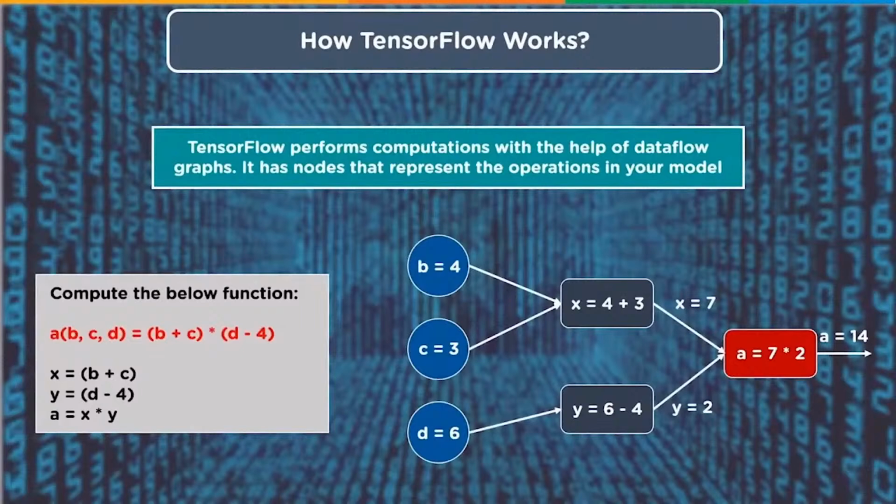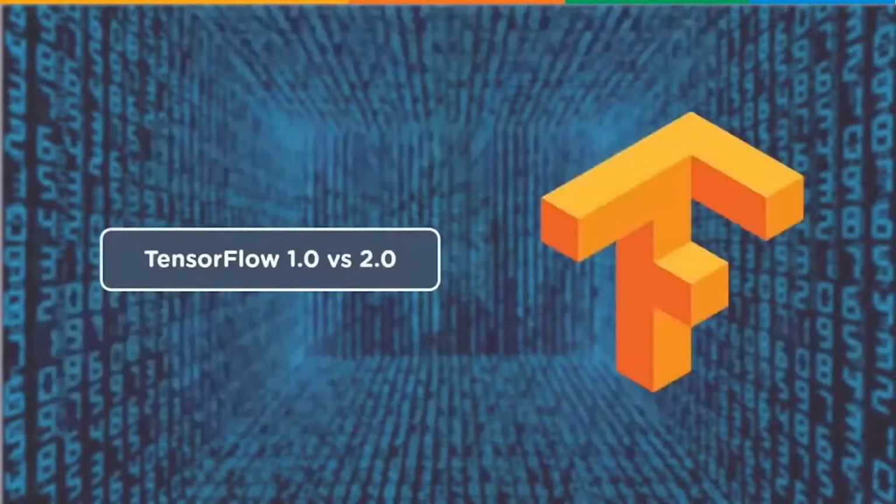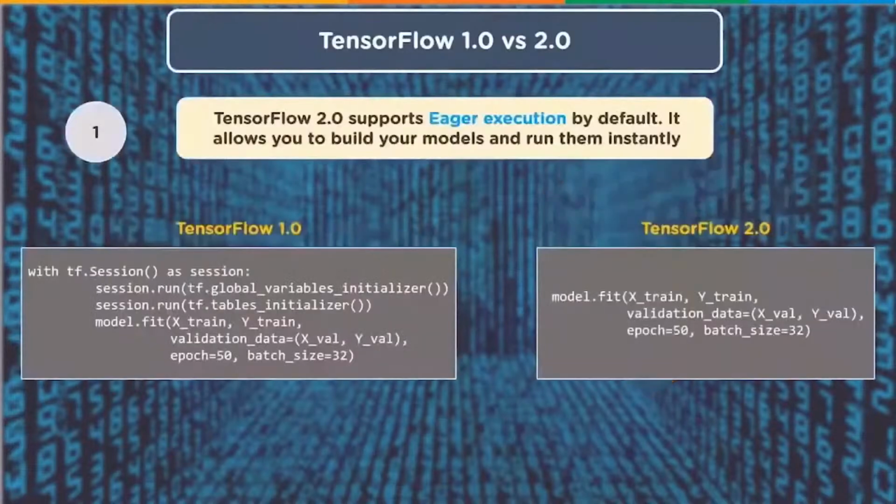Now, TensorFlow has gone through 2 major stages. We had the original TensorFlow release of 1.0, and then they came out with the 2.0 version. And the 2.0 addressed so many things out there that the 1.0 really needed. So when we start talking about TensorFlow 1.0 versus 2.0, I guess you would need to know this for a legacy programming job if you're pulling apart somebody else's code. The first thing is that TensorFlow 2.0 supports eager execution by default. It allows you to build your models and run them instantly. And you can see here from TensorFlow 1 to TensorFlow 2, we have almost double the code to do the same thing.